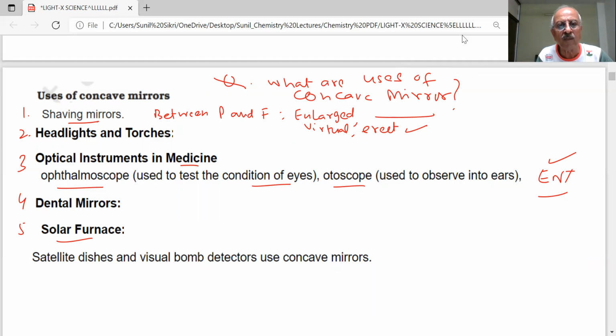Satellite dishes and visual bomb detectors use concave mirrors. You have seen satellite dishes at your home. They look like a concave mirror, yes or no? Concave in shape? You have seen those antennas, satellite dishes. So all these are the uses of the concave mirror. So we end the important topic of how to draw the ray diagrams of concave mirrors and what the important uses of concave mirrors are.